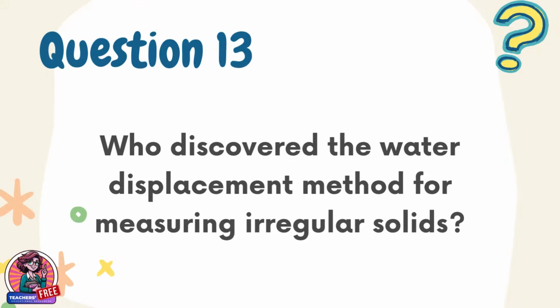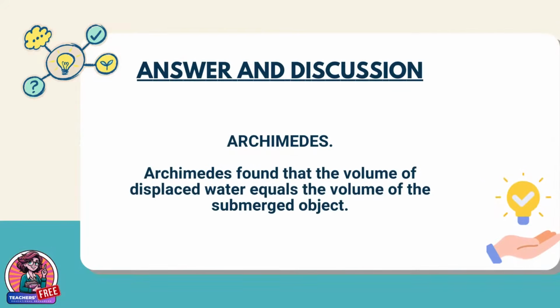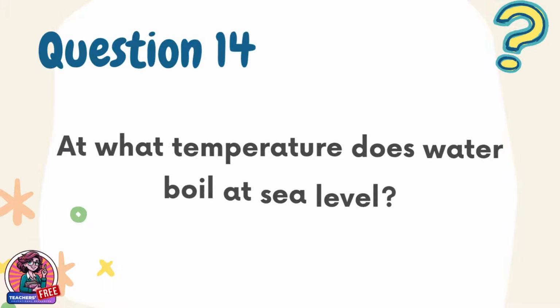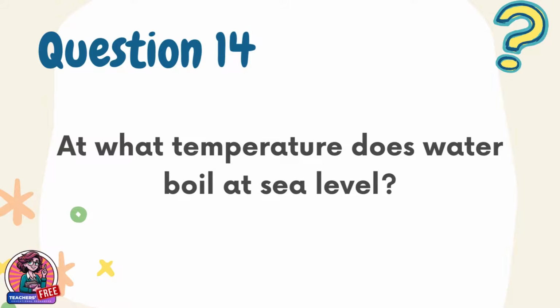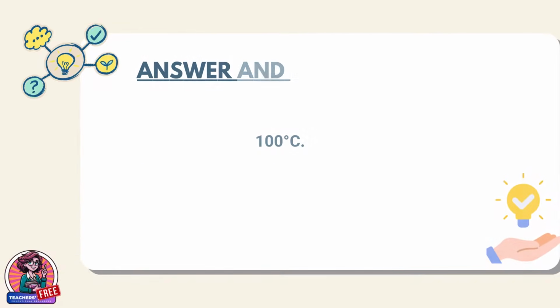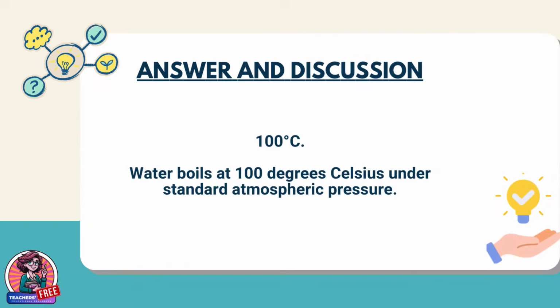Question 13. Who discovered the water displacement method for measuring irregular solids? Answer: Archimedes. Archimedes found that the volume of displaced water equals the volume of the submerged object. Question 14. At what temperature does water boil at sea level? Answer: 100 degrees Celsius. Water boils at 100 degrees Celsius under standard atmospheric pressure.